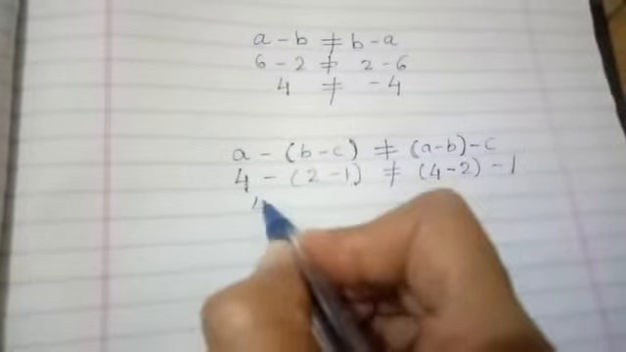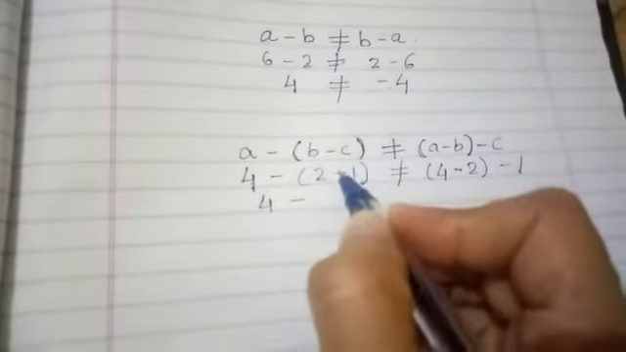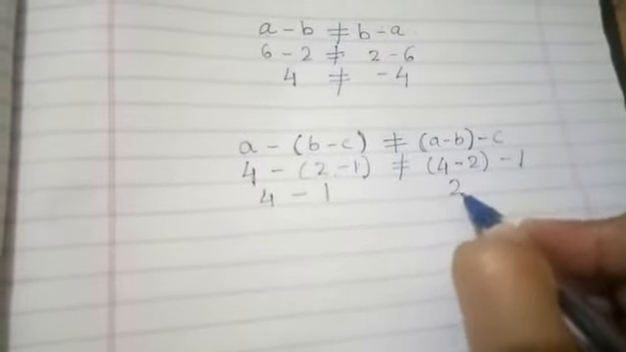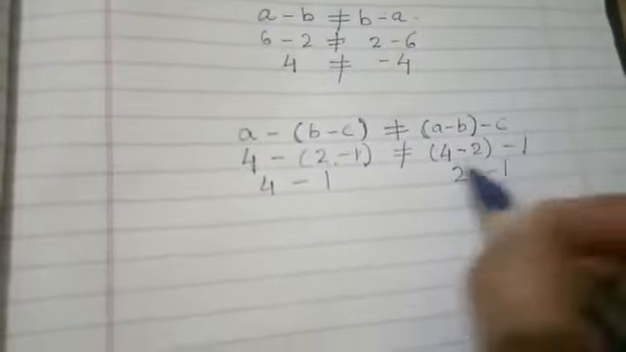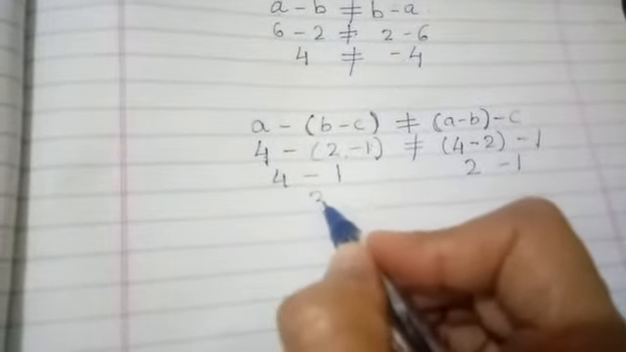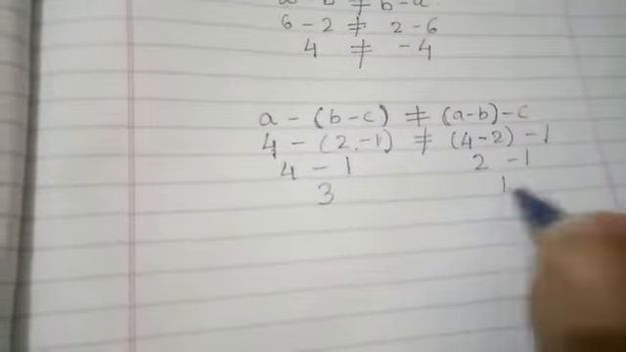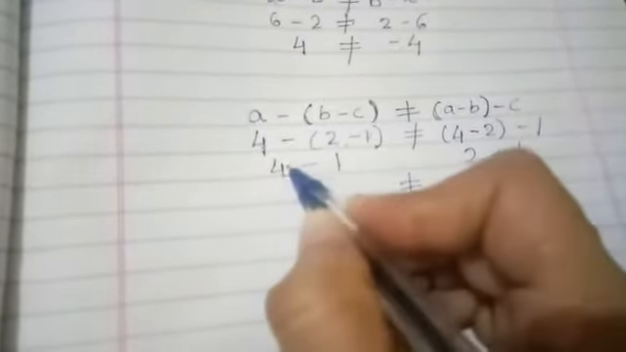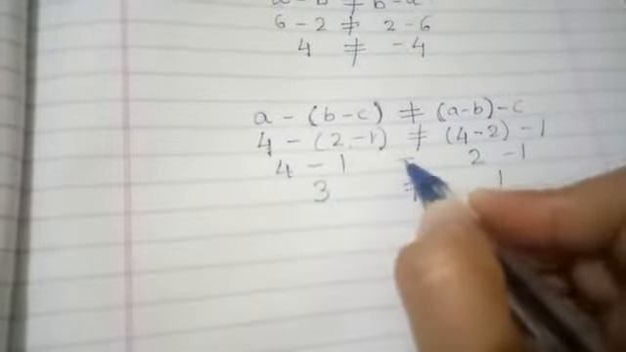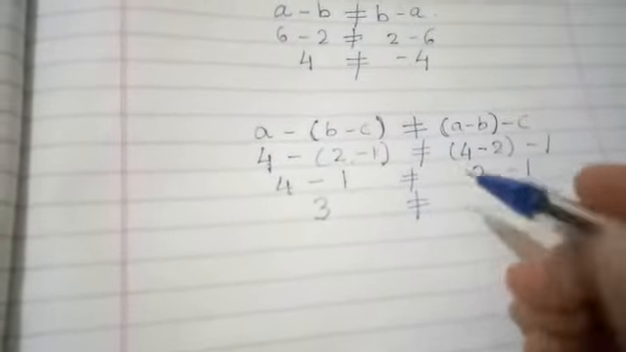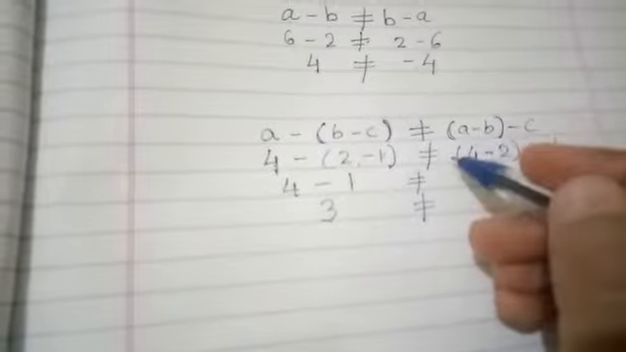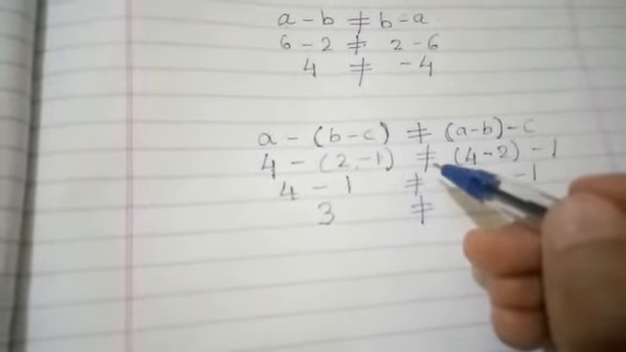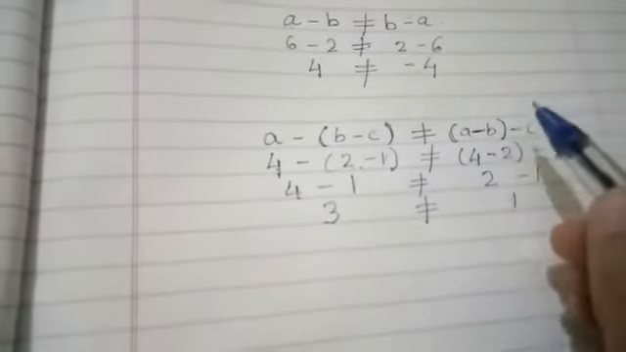Now see, 4 as it is, we have to solve the first bracket. 2 minus 1 will be 1, and here 4 minus 2 will be 2 and minus 1 as it is. Now 4 minus 1 will be 3 and 2 minus 1 will be 1. Are 3 and 1 the same? No, they are not equal. That means these equations are not equal. This property is called associative property and associative property is not applicable for subtraction. Understand this thing?